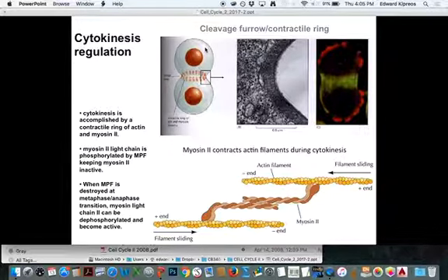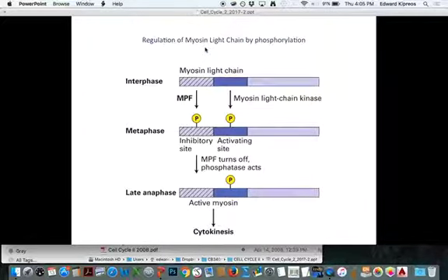The way this contraction works, again, is through myosin 2, and what you're looking at here is myosin 2 heavy chain. But what you're not seeing is that right at this head area, where the ATPase that's moving is, there's something called the light chain, myosin 2 light chain. You're not seeing it, but it's a regulatory subunit. The light chain determines whether the myosin is active or not. And that light chain is phosphorylated by MPF, which is CDK1 cyclin B, the mitotic cyclin.